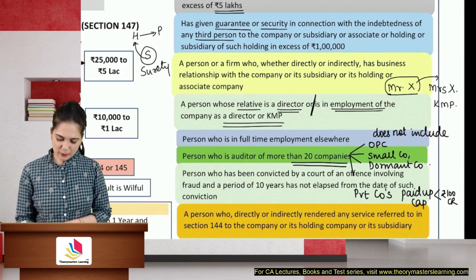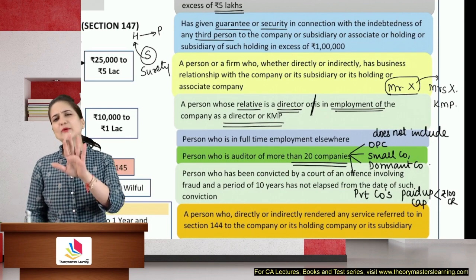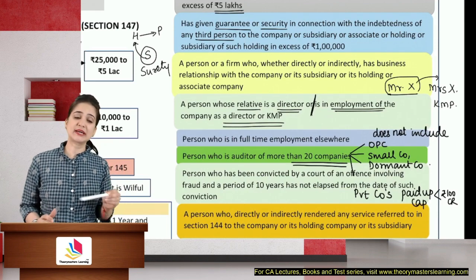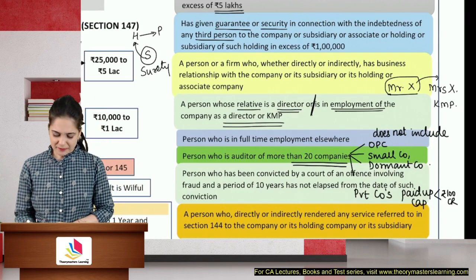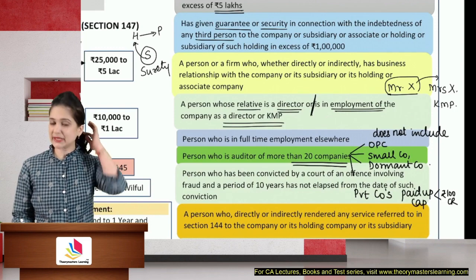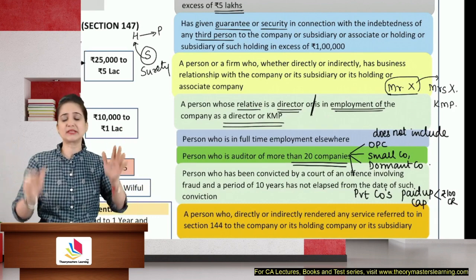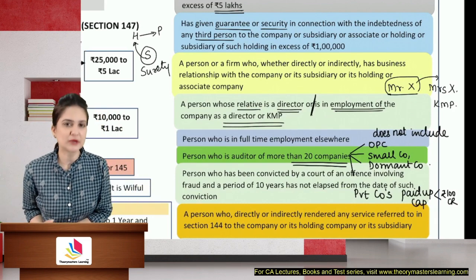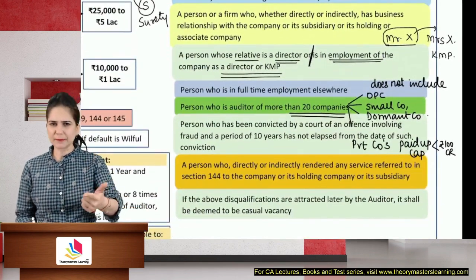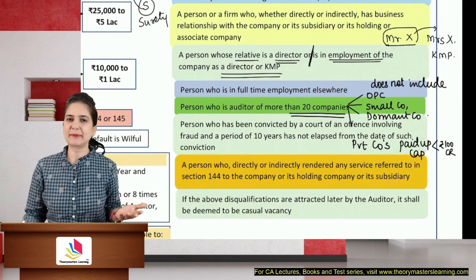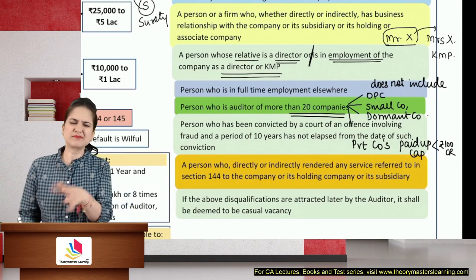Person who is in full-time employment elsewhere. You are working 9 to 6 in a bank, how will you audit my company? You are working in a corporate 9 to 9, how will you find the time to audit my company? You are not qualified. Person who is an auditor in more than 20 companies. See, I am not superman or superwoman. I cannot audit 50 companies, 100 companies. There is a maximum limit of audits that you can undertake, but in that limit of 20, it will not include OPC, small company, dormant company, private companies having paid up capital less than 100 crores. So even if your number exceeds because of these small companies, then I think it's fine.